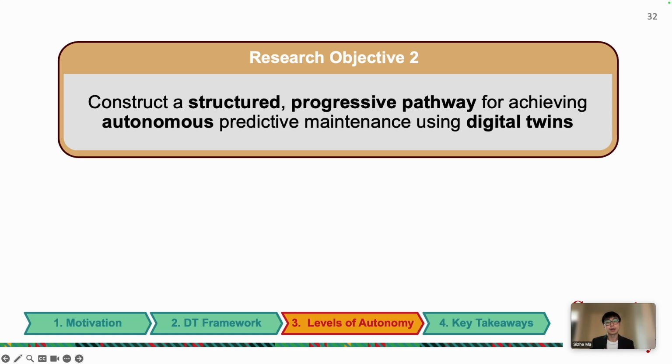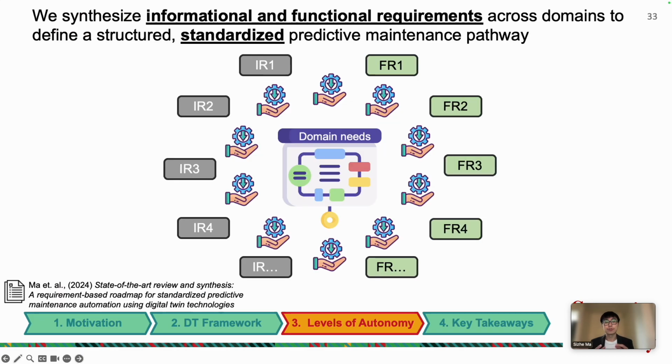So start with, what is a structured pathway? This actually refers to one of our earlier works where we synthesize these informational and functional requirements across domains to define the structured and standardized predictive maintenance pathway. But what are these informational and functional requirements?